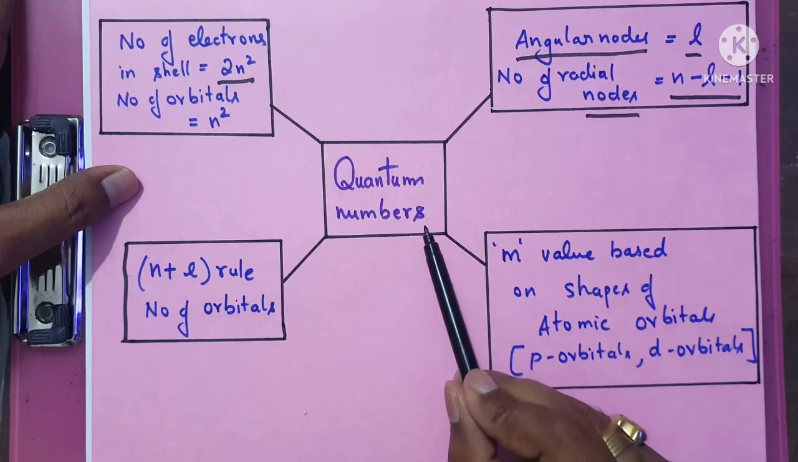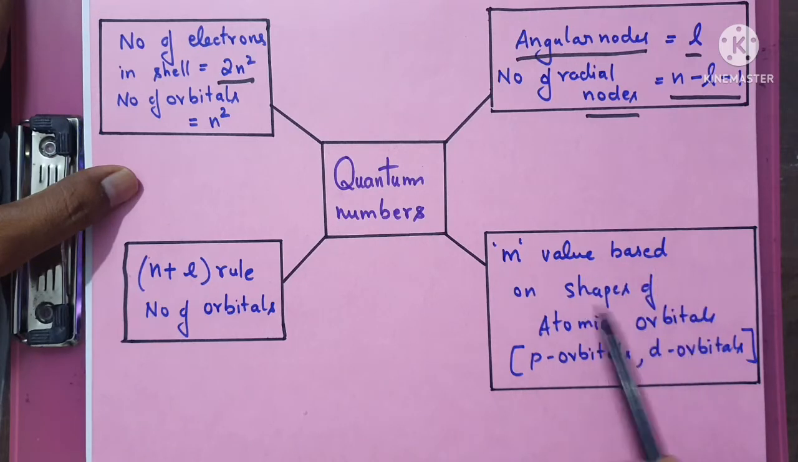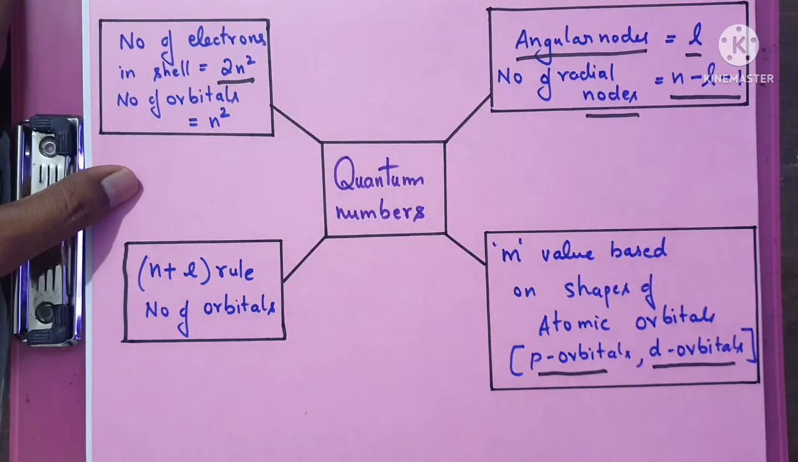If quantum number is known well, you can also solve the questions based on M value, based on the shapes of the atomic orbitals, especially the shapes of p orbital, the shapes of d orbitals will give you a lot of questions. Now let us solve some of the questions. At the same time, I have made one more chart especially for the M value that is based on the shapes of the atomic orbital. I'll just share that chart first and then we will solve the questions.